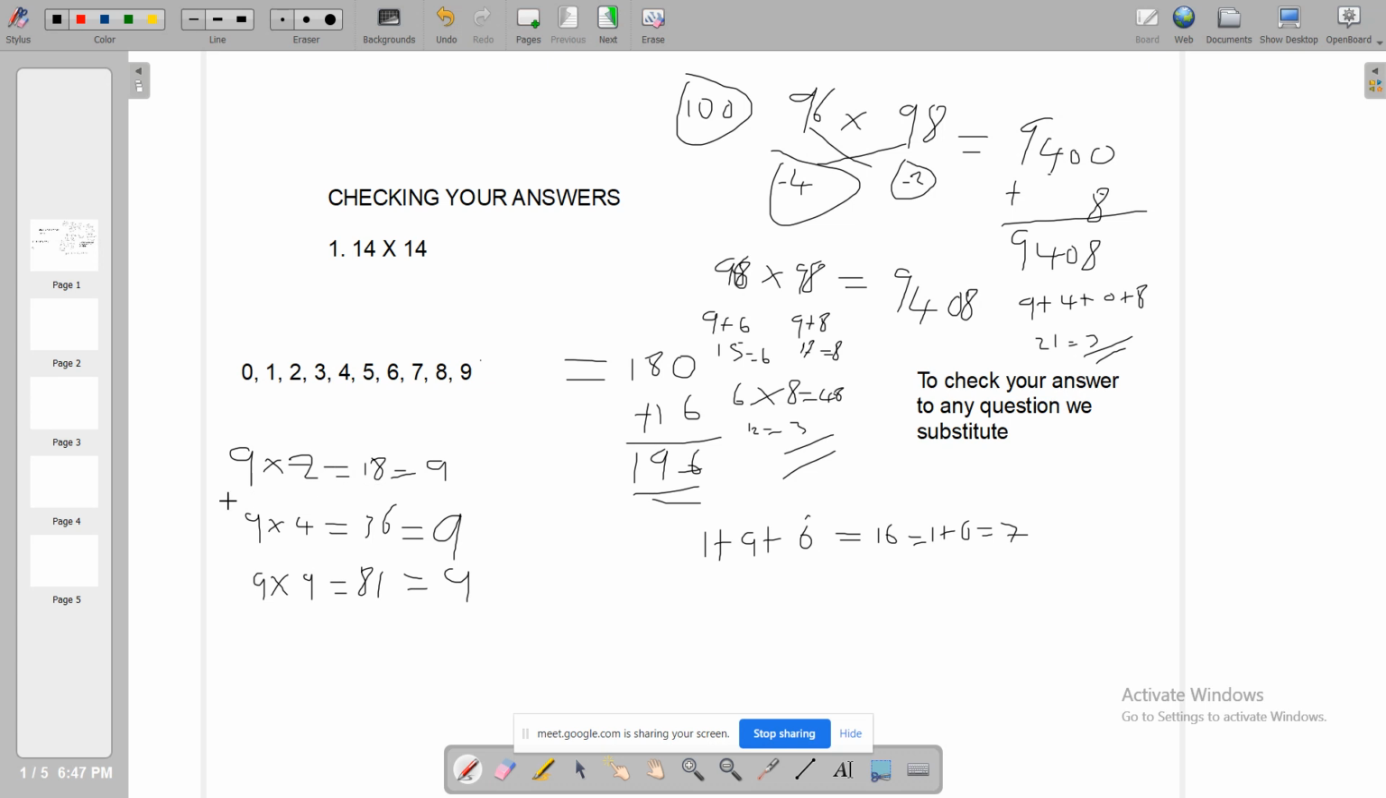If you take 9 times 12, let's say 9 times 12. 9 times 12 is what? Who can tell me?